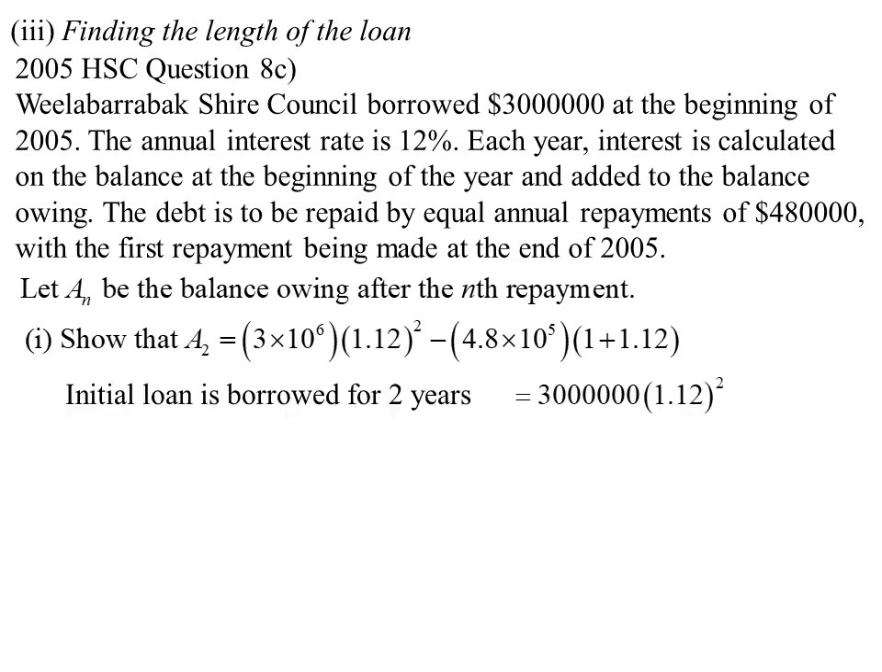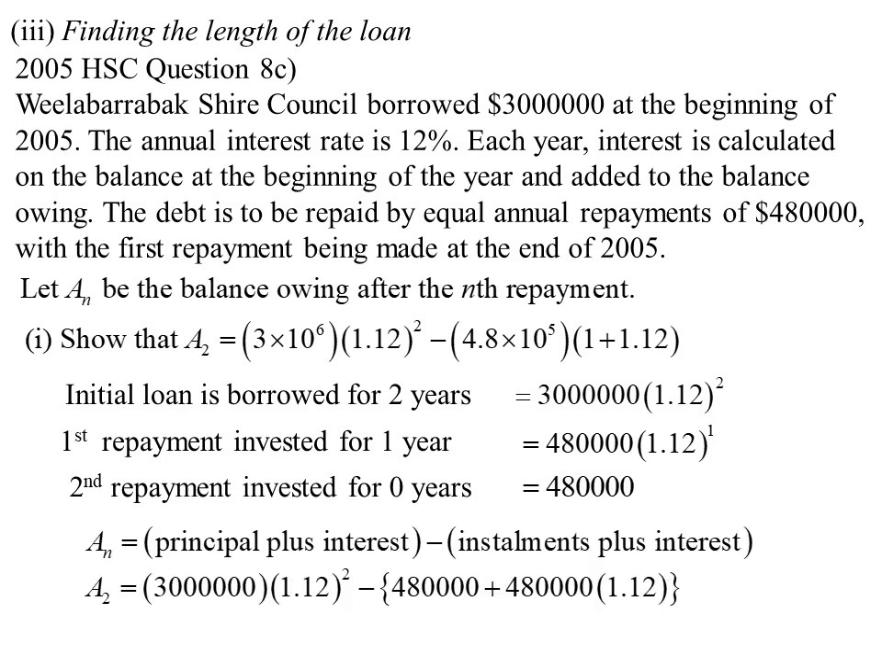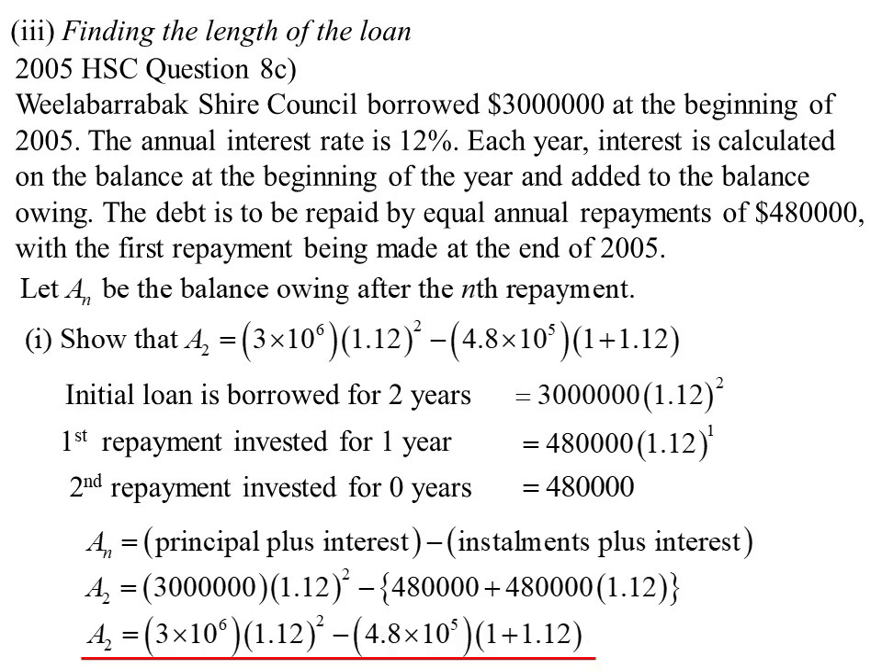Okay? Well, that initial investment, that's going to be in there for 2 years now. Apply the compound interest on that. Then they're going to make 1 repayment that'll be in there for 1 year, and then 1 repayment at the end of the 2nd year. So principal plus interest minus instalments plus interest, we get this. Well, not quite the way they had it. They've got it in scientific notation, but that's easy enough to fix up. And we have what they've asked for.